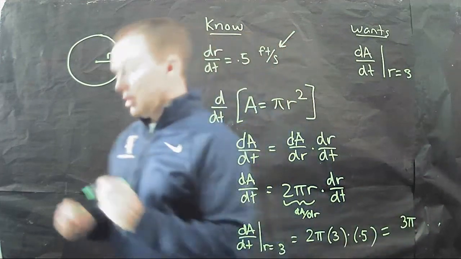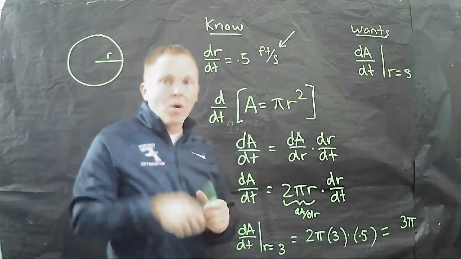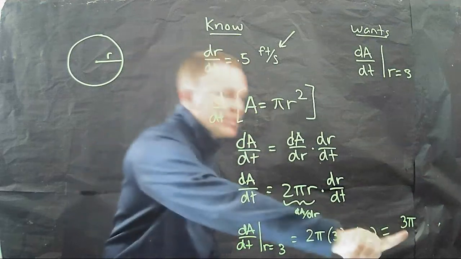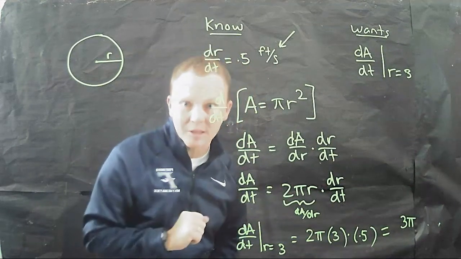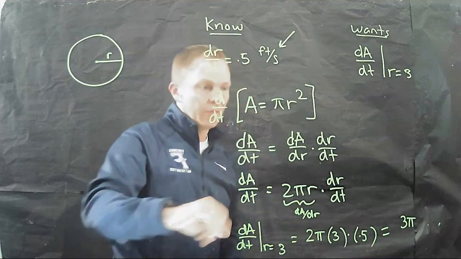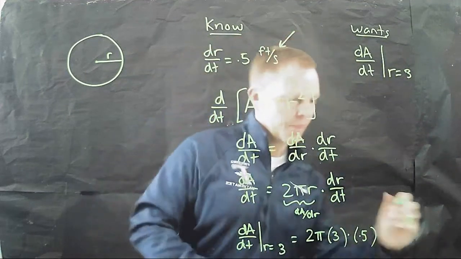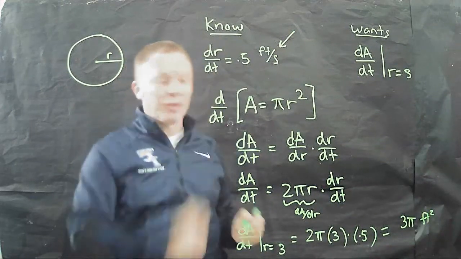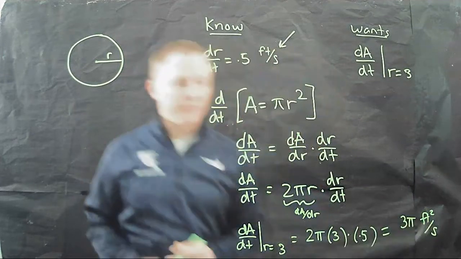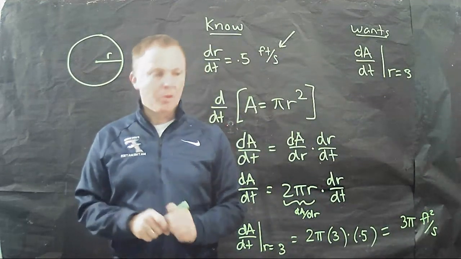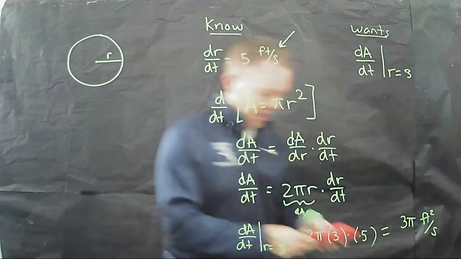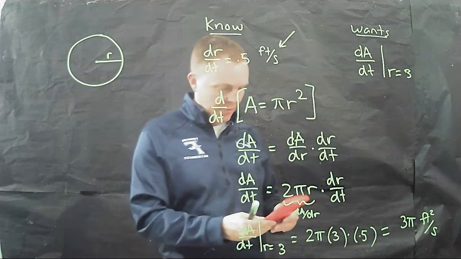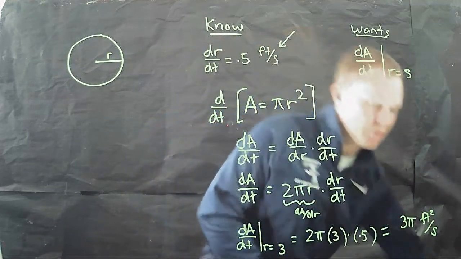Now it's very important here: what are the units of this number right here? This is how fast the area is changing with respect to time. So what are the units of that? Well, the units of area are feet squared, and the units of time in this particular problem are seconds. So that's 3 pi feet squared per second. Now, if you wanted a decimal for that, I don't know what 3 pi is as a decimal, so we'll break out big red here. So 9.42 and some change.